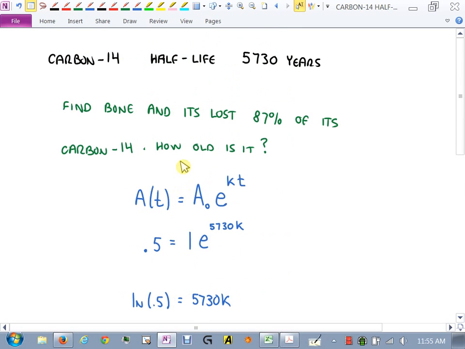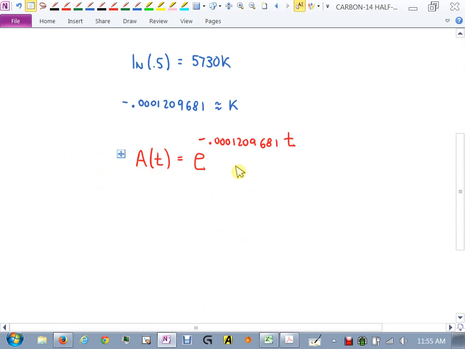We're trying to figure out how old the bone is. It says you find a bone and it's lost 87% of its carbon-14. How old is it? We've got the function that dictates what happens, but I need to replace the left side with how much. So what does the left side represent? How much is there, right? If it's lost 87%, how much is there?